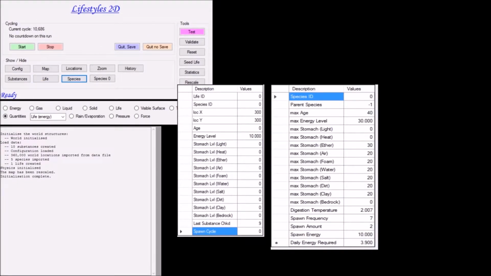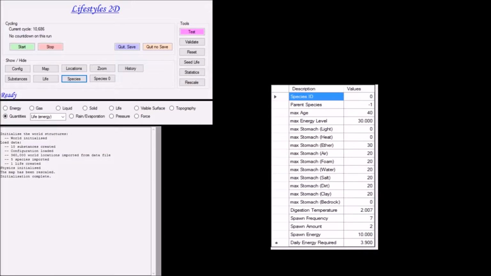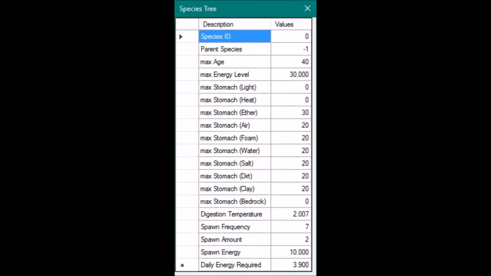Here's the first species, species 0. These values apply to all lives of this species. Who the parent species is. Obviously, species 0 has no parent. All lives of this species will die when they reach 40 cycles of age. This species can't store more than 30 units of energy.